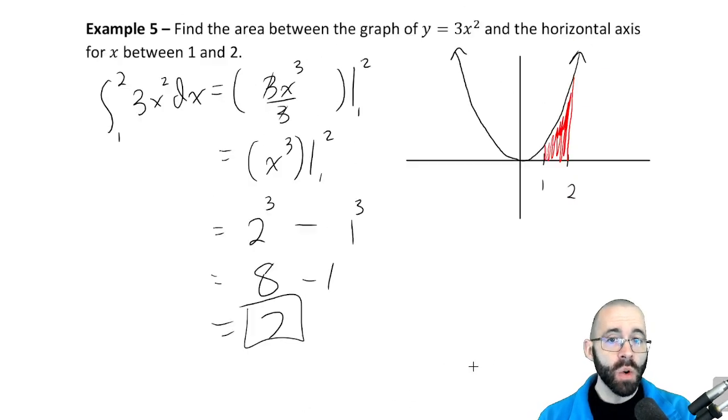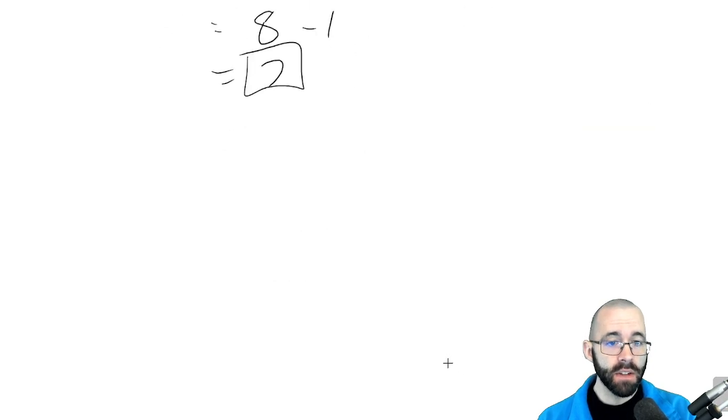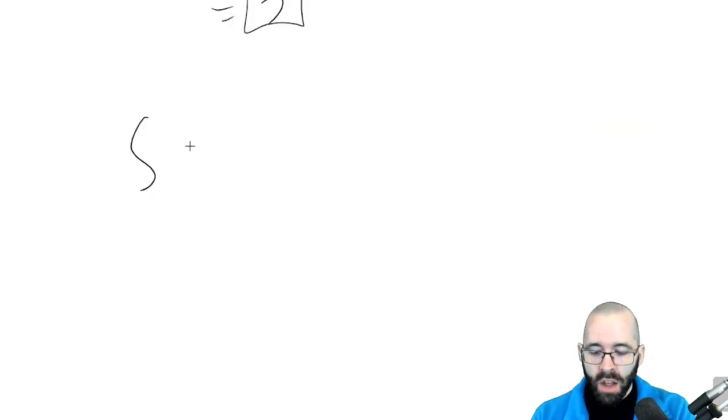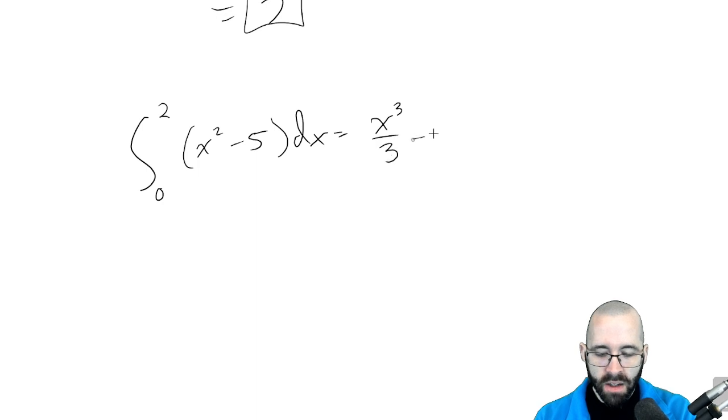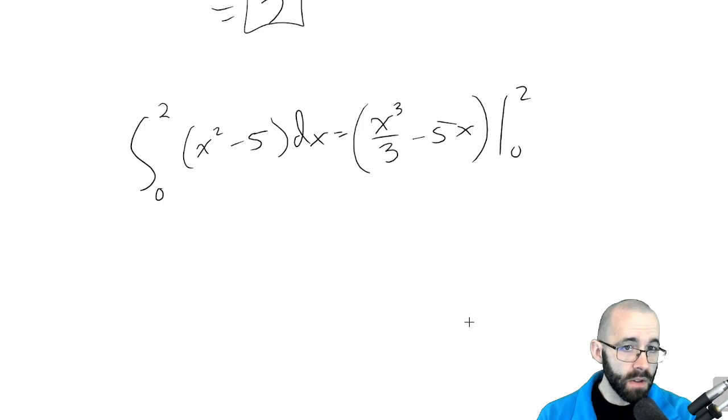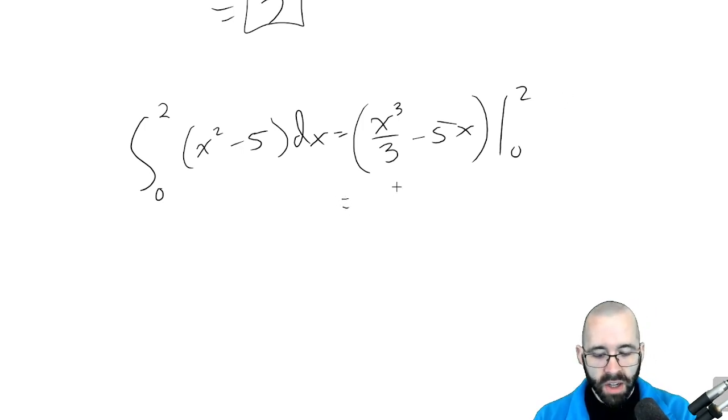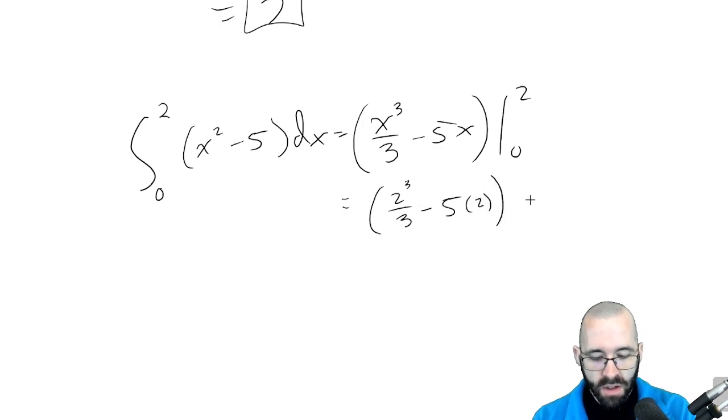One other thing I want to warn you about for these types of problems: let's say you're looking at the integral from 0 to 2 of x squared minus 5. You'd use the power rule to get x cubed over 3 minus 5x, and we'd want to evaluate that from 0 to 2. When you plug in 2, you're going to get 2 cubed over 3 minus 5 times 2. When you plug in 0, you're going to get 0 cubed over 3 minus 5 times 0.